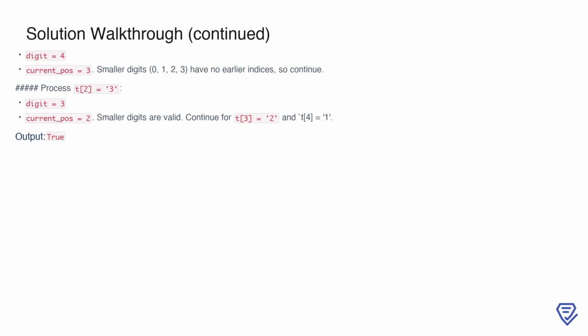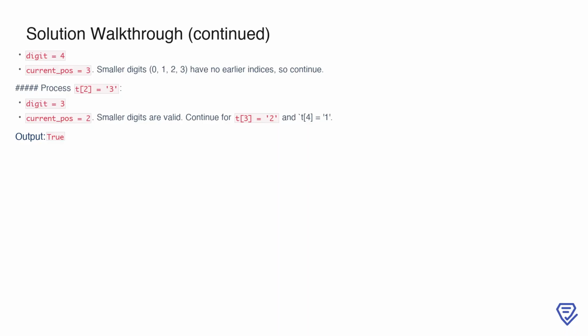Since no smaller digits have earlier indices, we proceed. Next, T1 equals 4 is processed with a current_POS of 3, and the same conditions are satisfied. For T2 equals 3, we pop its index, validate the conditions, and continue for T3 equals 2 and T4 equals 1. All checks pass, and the output is true, confirming that t is transformable from S in this case as well.